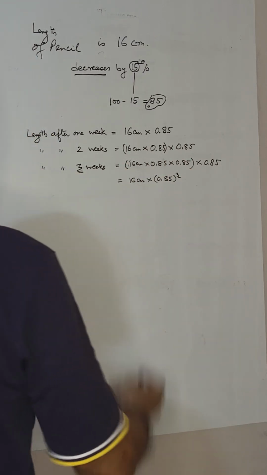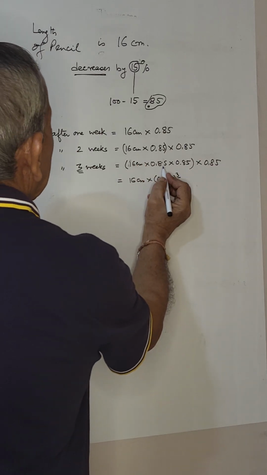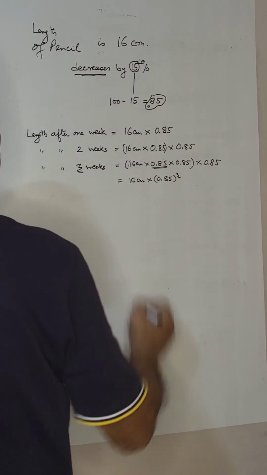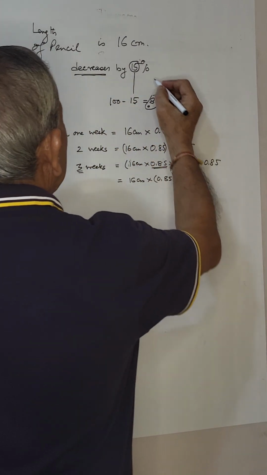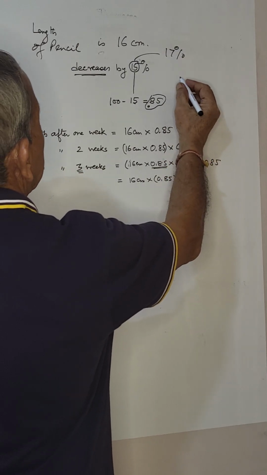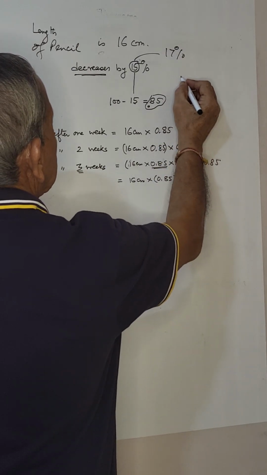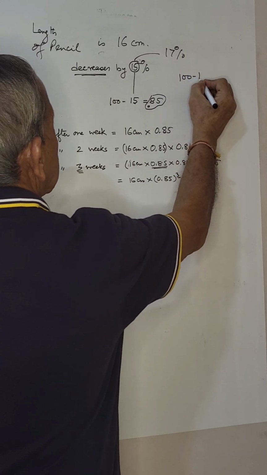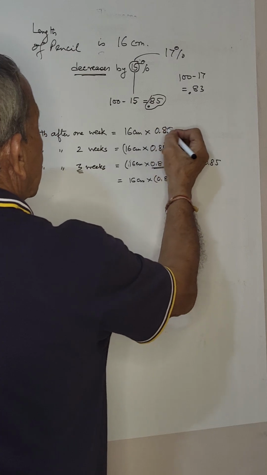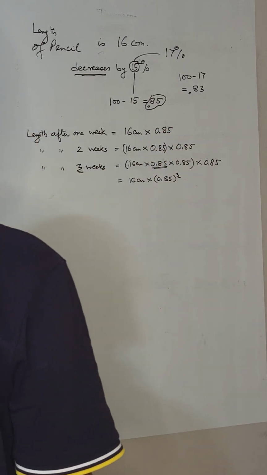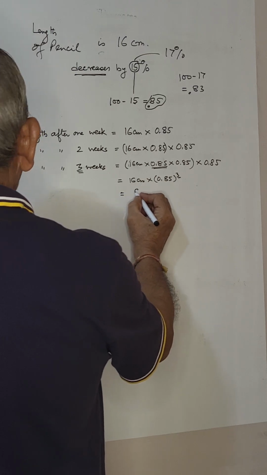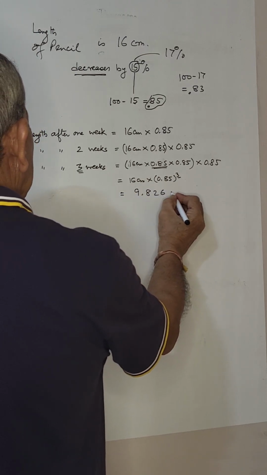Multiply by 0.85. 0.85 means 15% decrement, a decrease by 15%. Had it been 17%, you would have multiplied by 100 minus 17, that is equal to 83, place a point here, so you would have multiplied it by 0.83. On calculating, we get 9.826 centimeters.